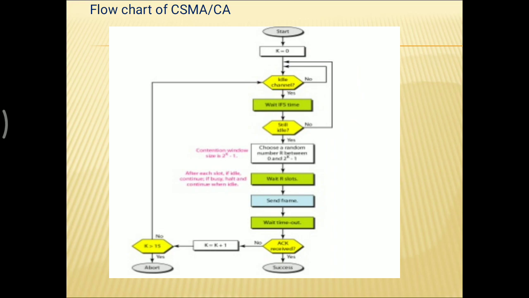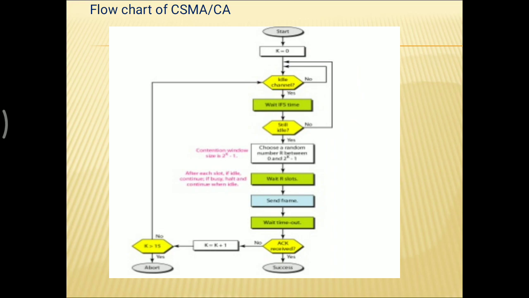What do we mean by contention window? For transmission, we have to choose a random number of R time slots, and within these time slots, we have to transmit the information. Here, we choose the binary exponential size. That means there are n number of time slots, and it will wait for these time slots. After that, it sends the frame and then it sets the timer.